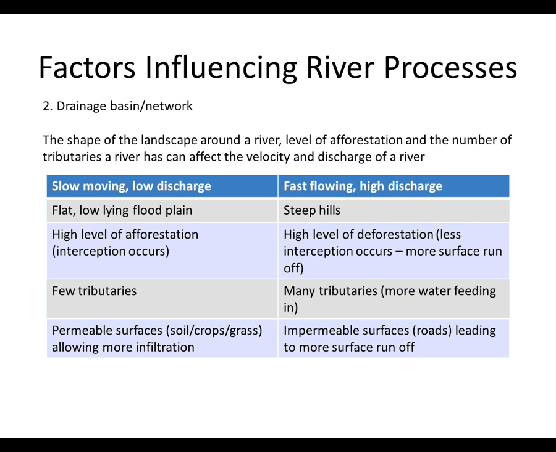Fast flowing at a high discharge, you've got steeper hills, high levels of deforestation, so there's a lack of trees, which means less interception. You've got many tributaries, so more water is getting fed into it. More water is going to equal more discharge. And you've got impermeable surfaces, roads, leading to surface runoff.